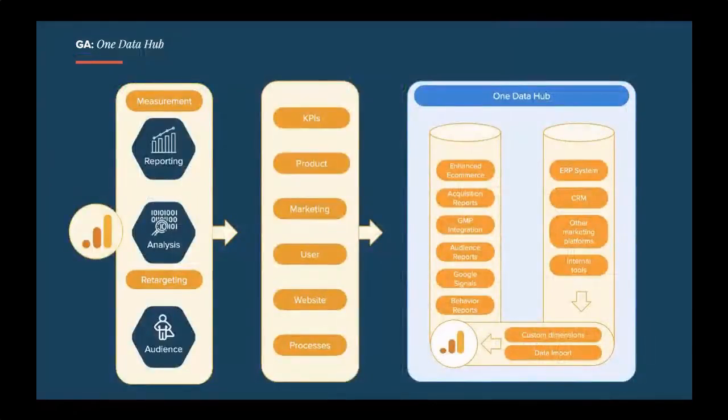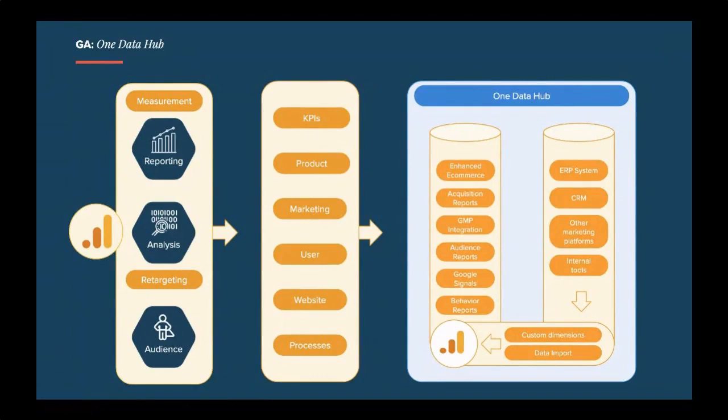So on the left side now you see the measurement pieces, reporting and analysis, and retargeting piece, which is the audiences. In order for these three macro areas to get the right answers, you ask questions around KPIs, product, marketing, user, website, and processes. And I hope that you see how this could be adopted by not only one department in your company.